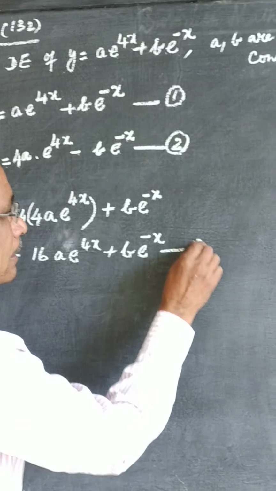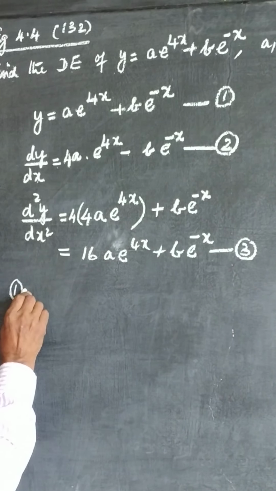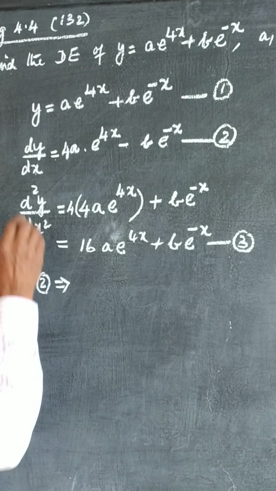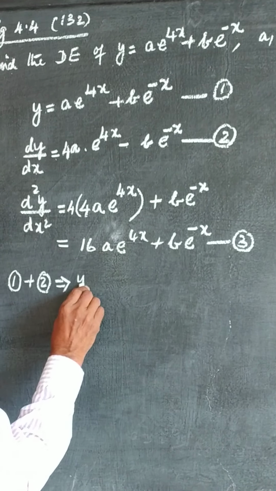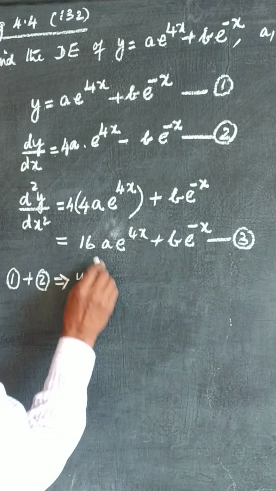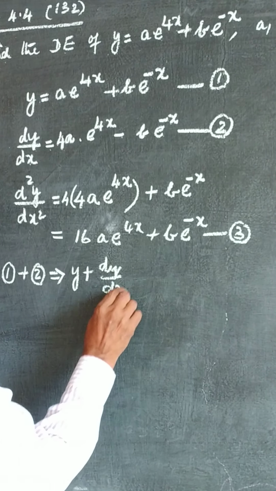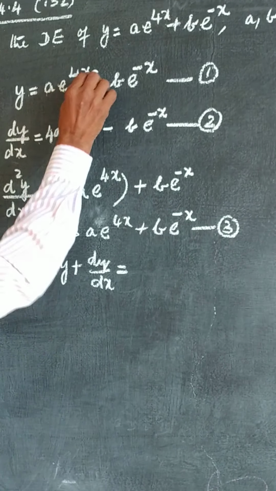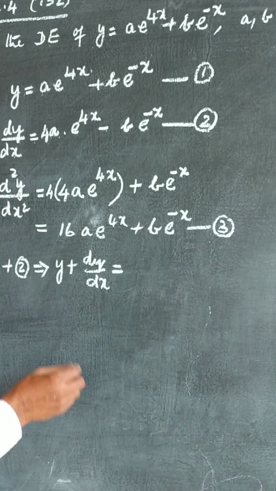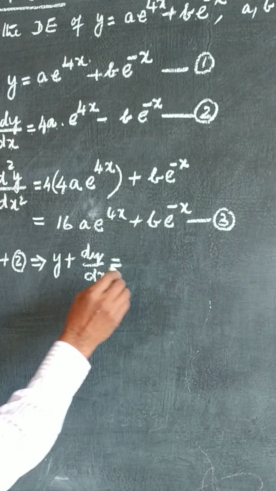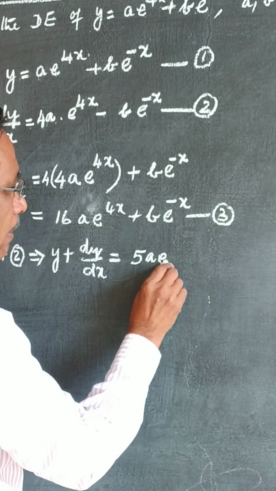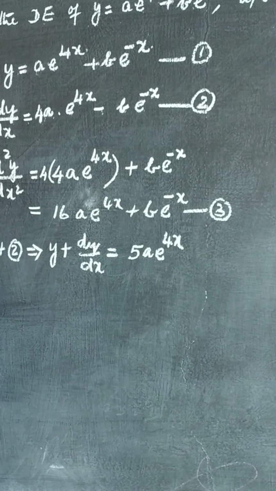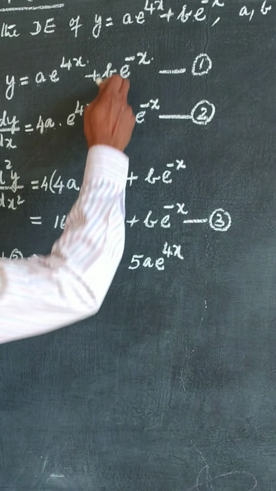This is number 3. Now I can add first equation and the second equation. By adding first equation and second equation, we get y plus dy by dx. On the right hand side, here a e power 4x, here 4a e power 4x. So 4a plus 1a, totally you get 5a e power 4x, and b e power minus x and minus b e power minus x, they get cancelled.